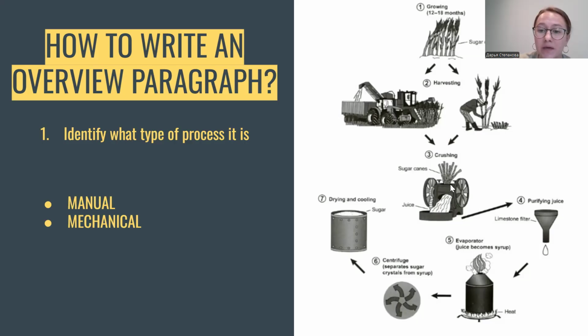And also we have some equipment: a crusher, purifier, evaporator, centrifuge. Some pieces of equipment are depicted on the chart. So this chart is more mechanical rather than manual, though it has some human labor involvement. That's the first one: identify what type of process it is.